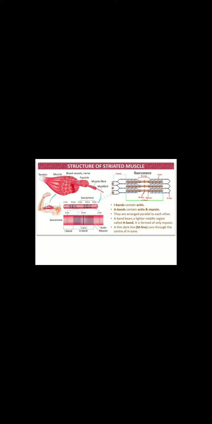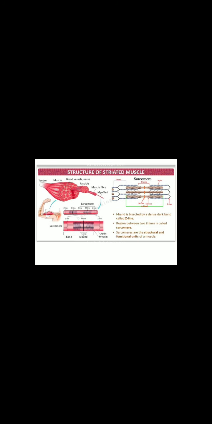They are arranged parallel to each other. The A band bears a lighter middle region called the H band. It is formed of only myosin. A thin dark line, that is the M line, runs through the center of the H zone. What the M line and H band are was explained in the last class. The I band is bisected by a dense dark band called the Z line. The region between two Z lines is called a sarcomere. Sarcomeres are the structural and functional unit of a muscle.